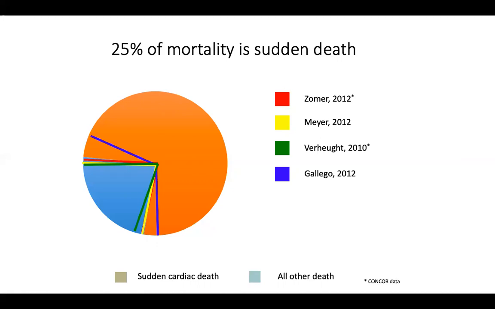Now, two of these studies drew some of the same data from the Concord data, so they overlap a little bit, but big picture, there are multiple big studies that suggest that about a quarter of mortality in adult congenital heart disease is going to be due to sudden death.